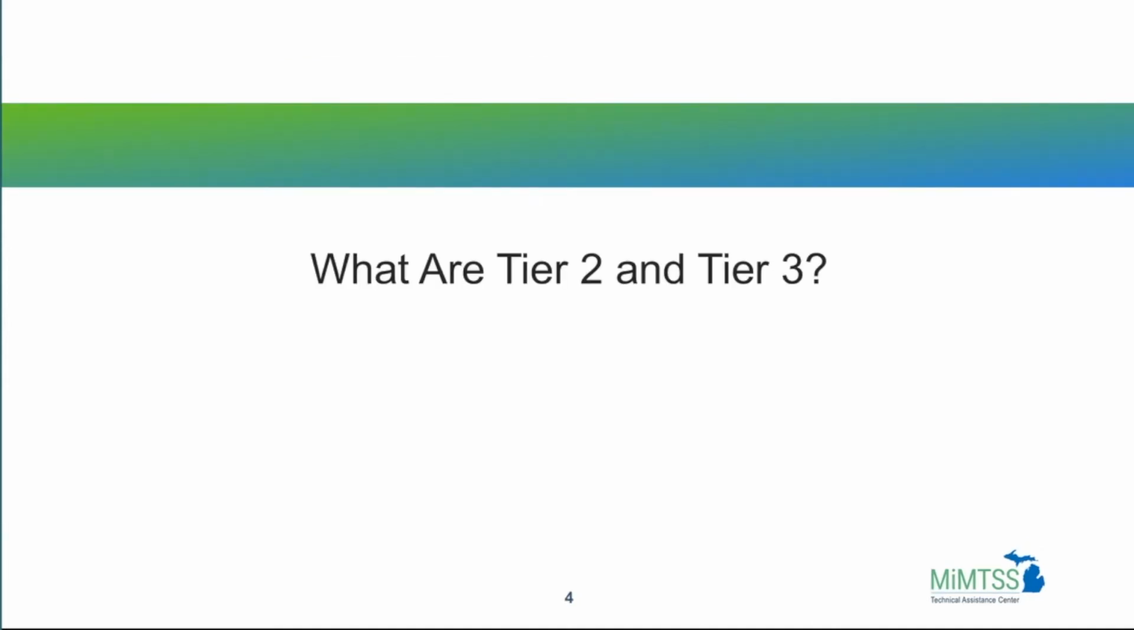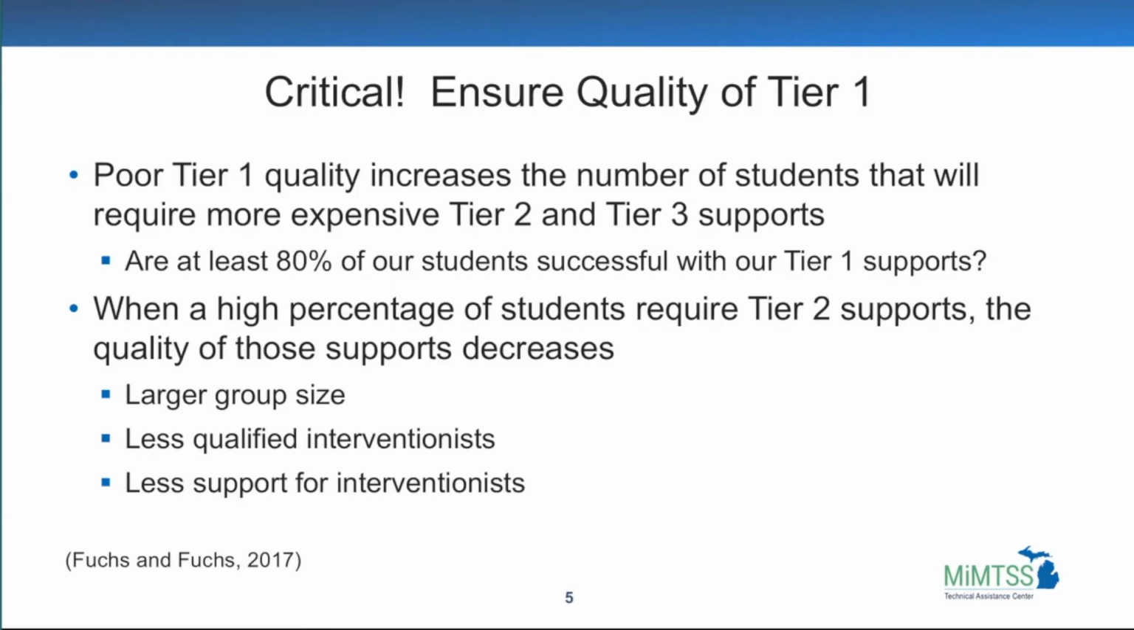In order to make sure that we all are using common language and have a common understanding of what Tier 2 and Tier 3 are, we are going to spend a few minutes talking about them. As we move into Tier 2 as part of the intervention system, it is critical that we make sure that our Tier 1 is strong and effective. When Tier 1 is not implemented well, we will have more students needing more support at the Tier 2, or the targeted intervention level of support, and at the Tier 3, or intensive level of support.